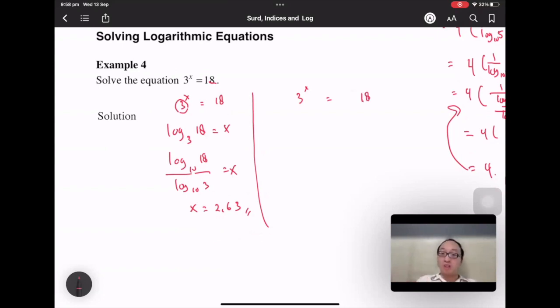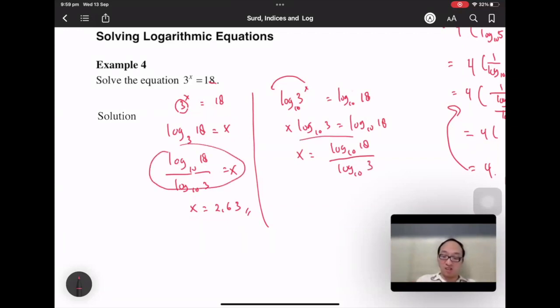on both sides. So I make it into log 10, log 10. And then I can use the rule, the power can move out. So x log 10, 3 equals log 10, 18. So in this case, I can find x by dividing log 10, 18 over log 10, 3, which is the same as this. And then using the calculator, I can find it's 2.63.